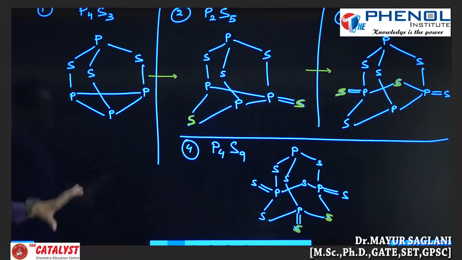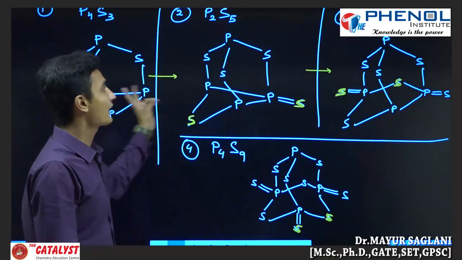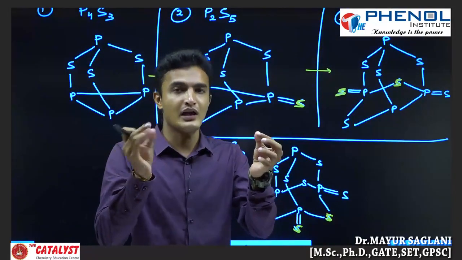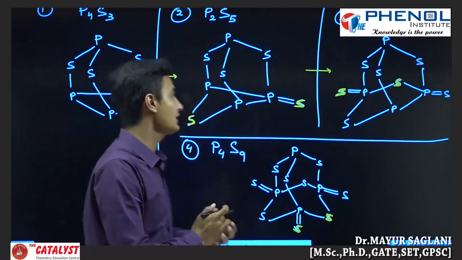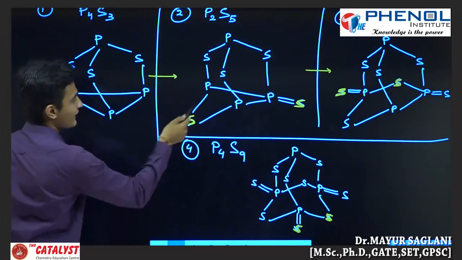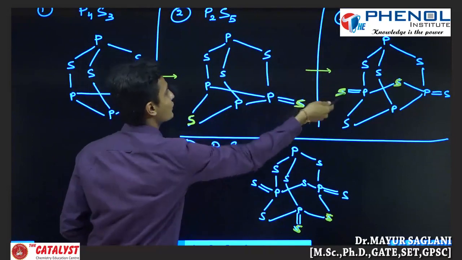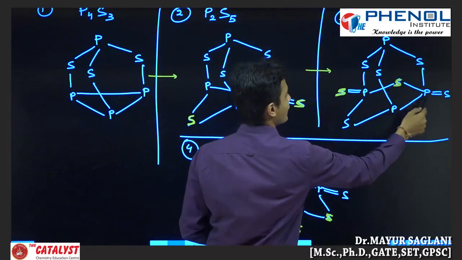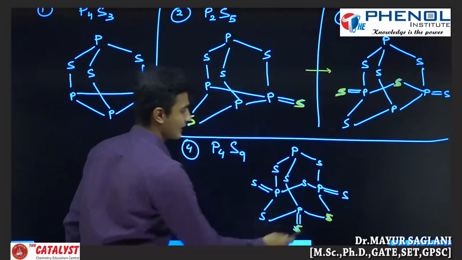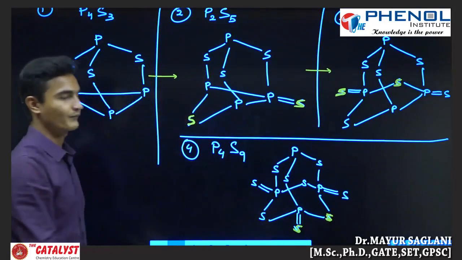So you can see one sulfur atom you are putting, every time you are adding two sulfur atoms. One sulfur you are putting between two phosphorus and one you added as a P double bond S. You see, one sulfur you have added between two phosphorus. Here you see there is a P-P bond, here PSP is there, and one you have added as a P double bond S. Again between two phosphorus you have added one sulfur atom and there is one more P double bond S. And again you have added sulfur between two phosphorus and one is P double bond S.